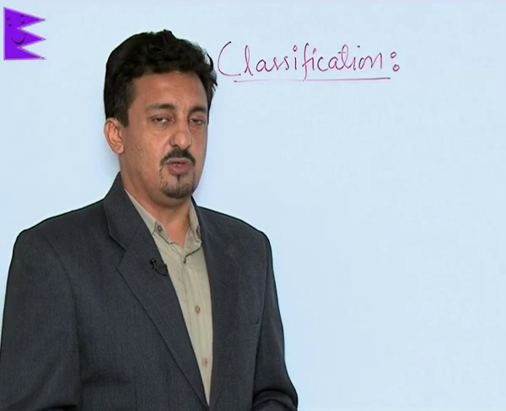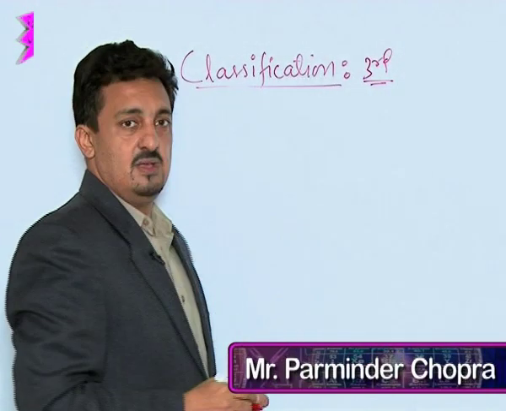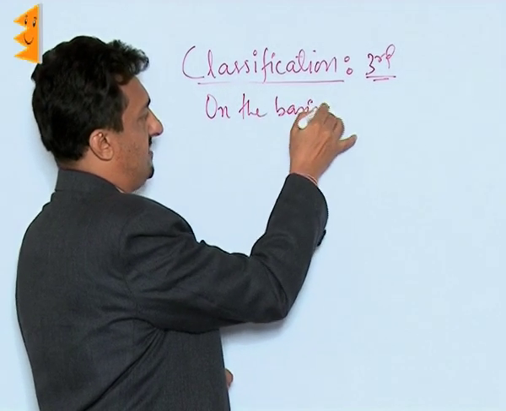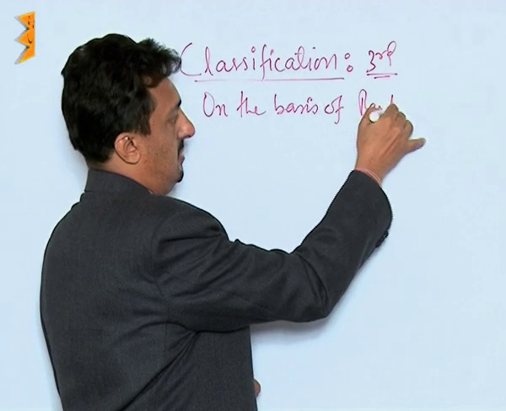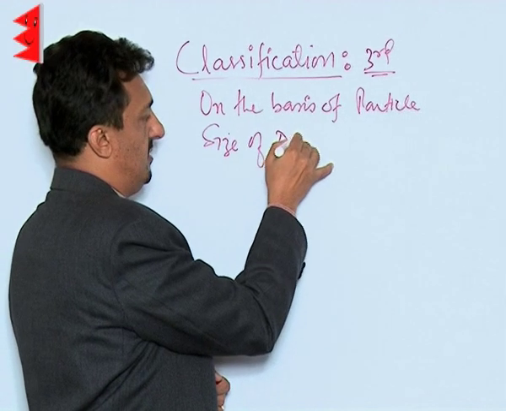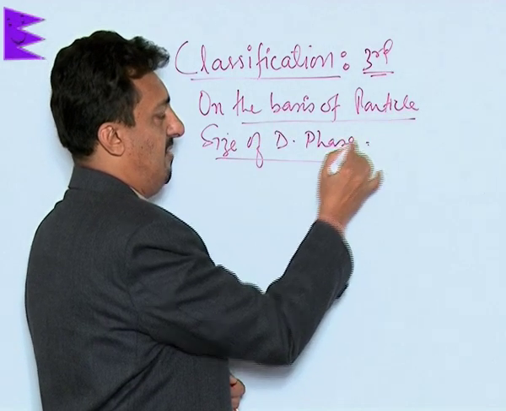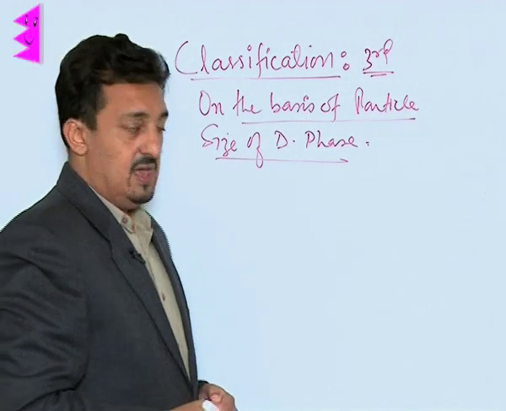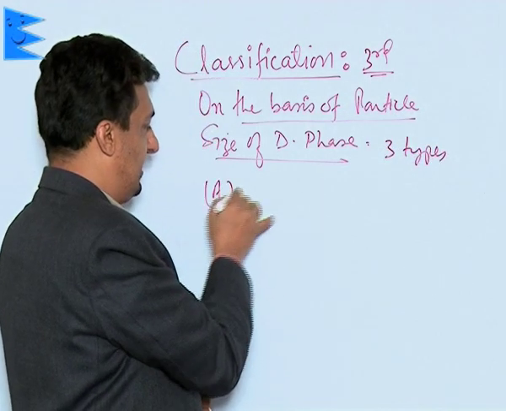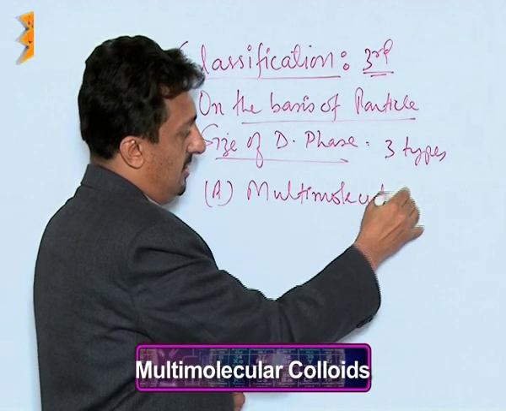The third classification of colloids is on the basis of the particle size of the dispersion phase. Remember, on the basis of particle size of the dispersion phase, we have three types of colloids. The first category is multi-molecular colloids.